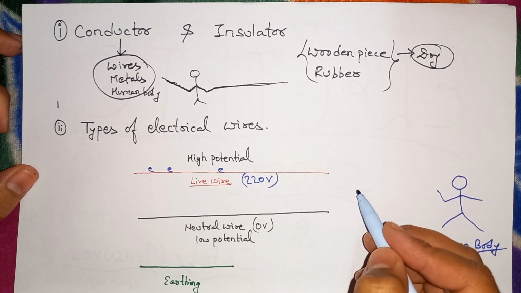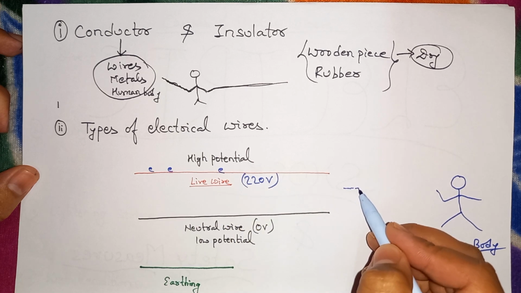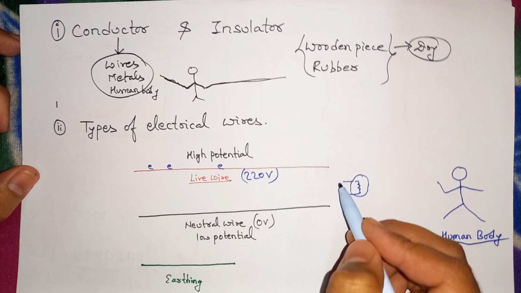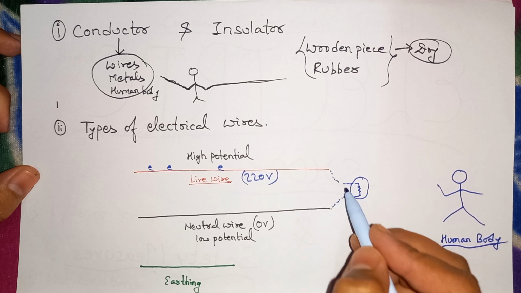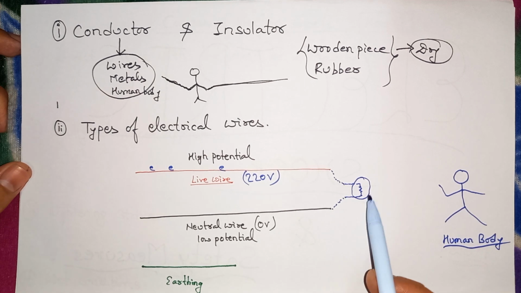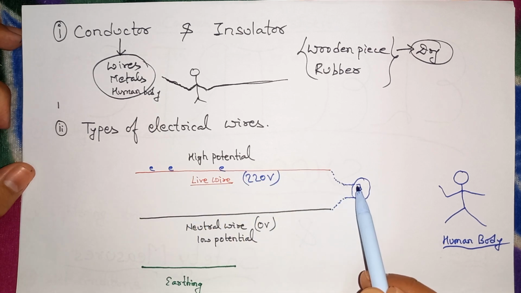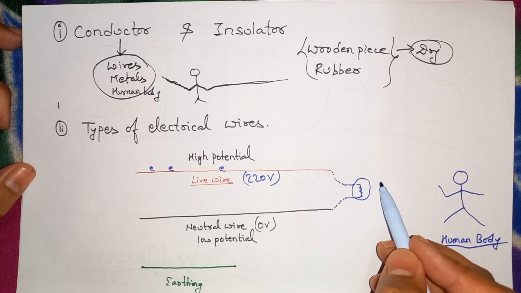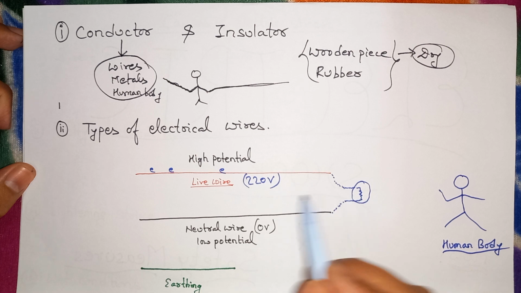Now what is the working mechanism of these two wires? Suppose I connect an electric bulb here. If the red wire is connected to one side of the electric bulb and the black wire is connected to the other side of the bulb, then what happens? Electrons flow from the live wire to the bulb. Inside the bulb there is a connection with a type of metal element called tungsten.